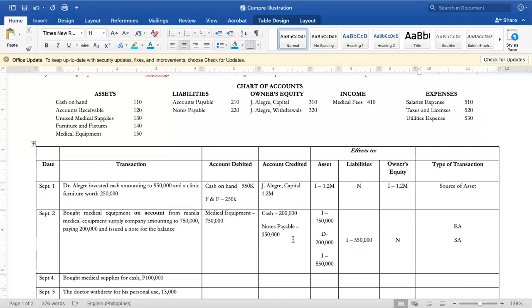But if we look at the net effect here, the asset increased and the liability increased. Therefore, if we look at the net effect, it is a source of asset. Right? There's an increase in asset, and at the same time, there's an increase in liability. But it can also be exchange of asset because there are two assets involved. You debited medical equipment, and at the same time you credited cash, although not in the same amount.